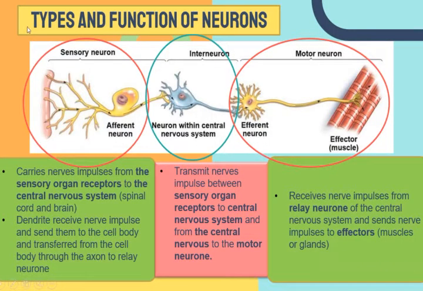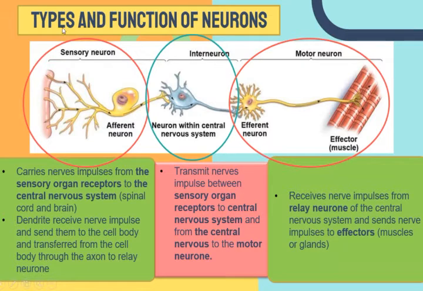Alright, so next we go to the types and function of neurons. In our body, there are three types of neuron. What are they? They are sensory neurons, interneurons, and also motor neurons.